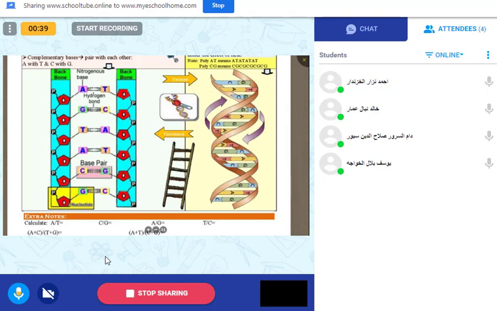The question now is, how can DNA replicate in order to make another copy? How can we do this? This is what we are going to discuss in the next part.